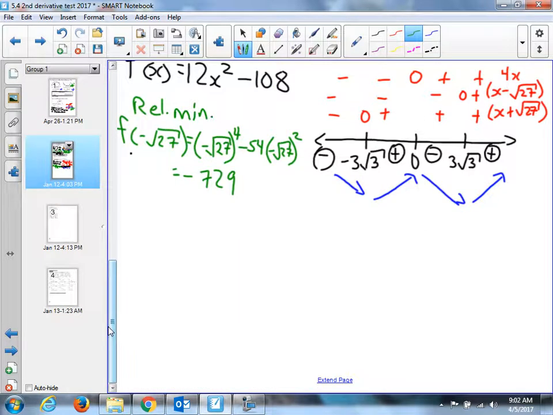Anyways, so my relative mins are at negative 3 root 3, negative 729.